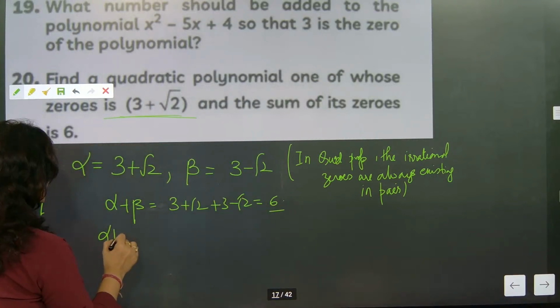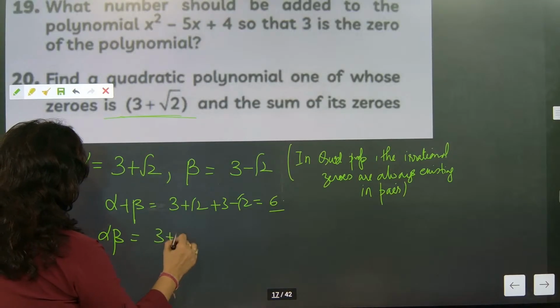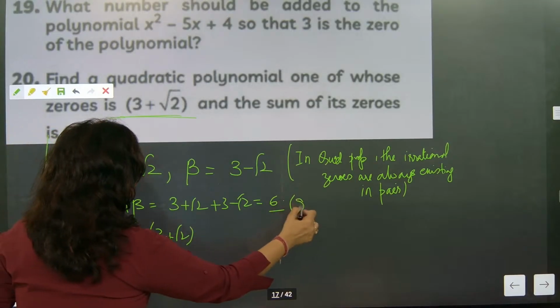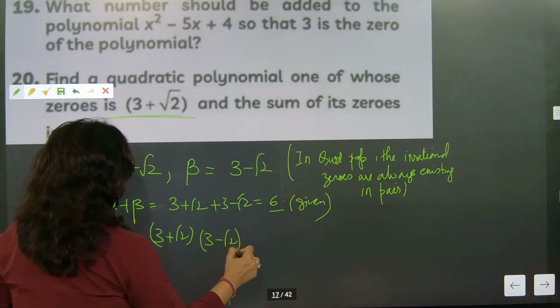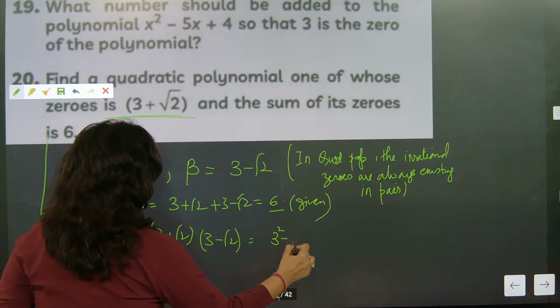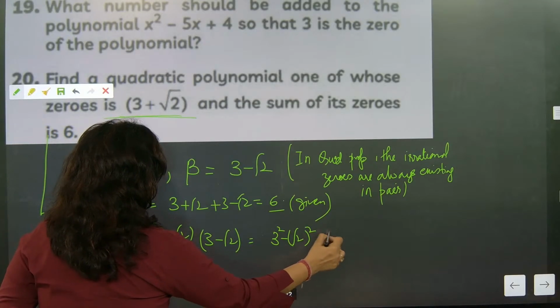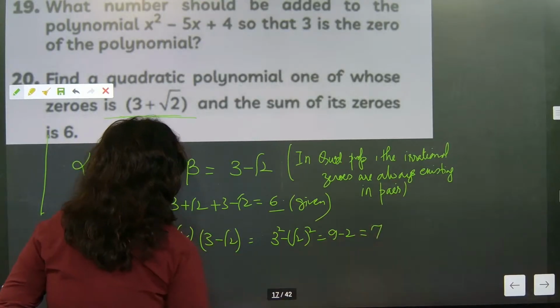So it is proving one thing. Now alpha into beta is 3 plus root 2 and 3 minus root 2. So it will become 3 square minus root 2 square. So 9 minus 2 it will come as 7.